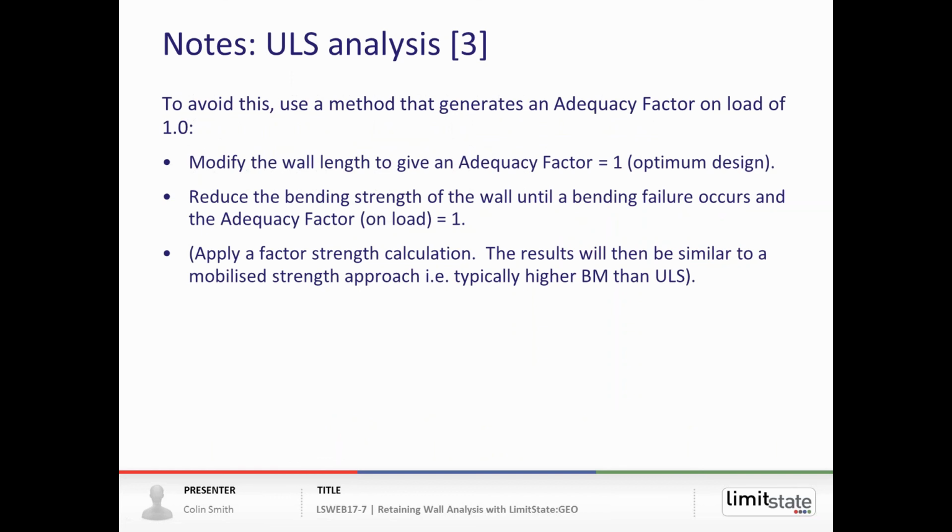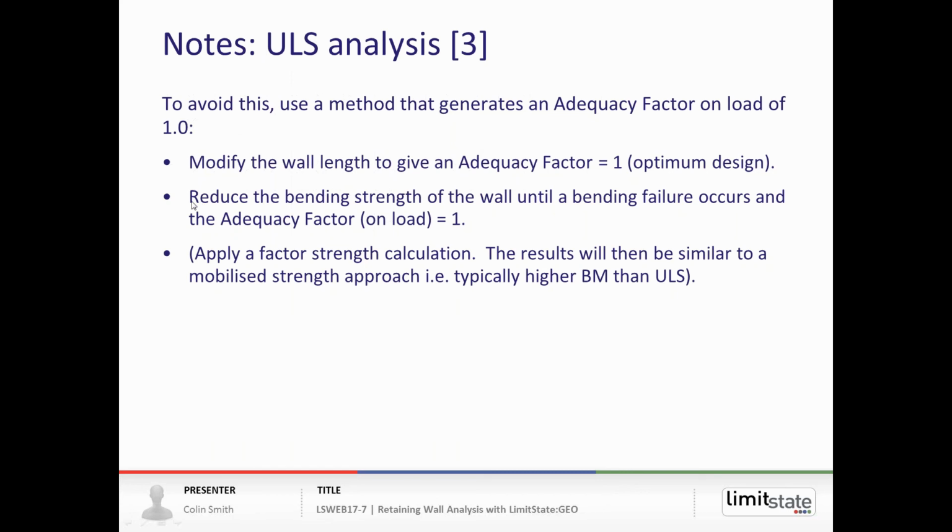If for any reason you have to analyze a wall that is over-designed, and there are many reasons why that might happen, then obviously those bending moments are not going to be the ones that you want to use. So there are various ways around this. One is simply to reduce the wall length to give you an adequacy factor of 1. So you calculate the bending moments for that. You know the wall will work for that. If you make the wall longer, it's going to be stronger. The system's going to be stronger. It should cope with that fine.